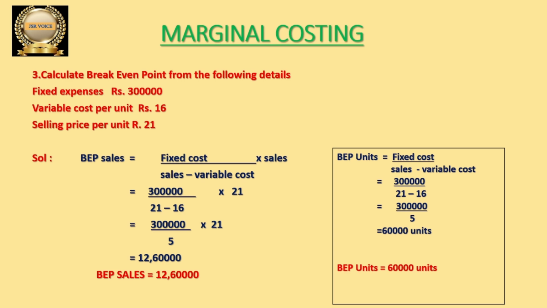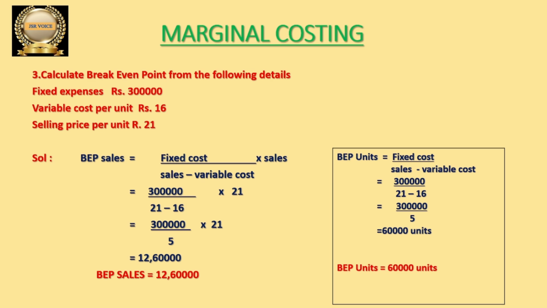If the information is suitable to find out both, we can find out both. If units information also is given, then we can find out BEP units. If all amounts are there, then we can find out BEP sales. Let us see how to find it out. So first let us read the question completely. Fixed expenses are given as 3 lakhs. Variable cost per unit is given as rupees 16. Selling price per unit is given as rupees 21. So here per unit information is given for selling price as well as variable cost. So we can find out BEP units also.